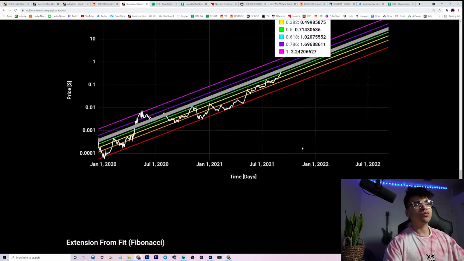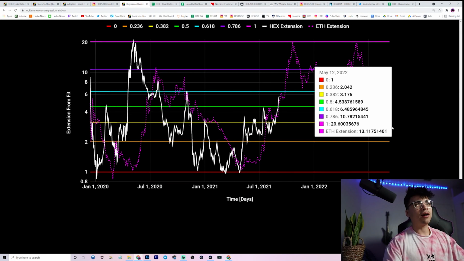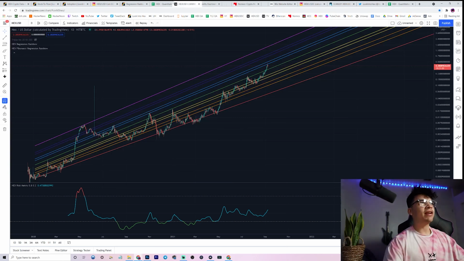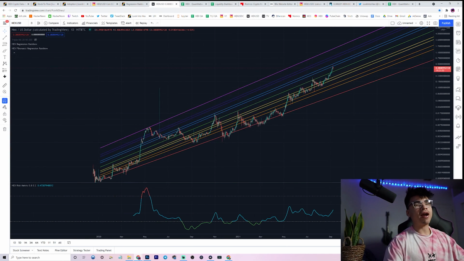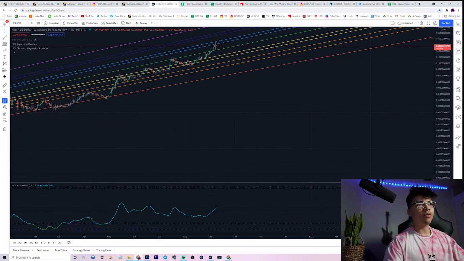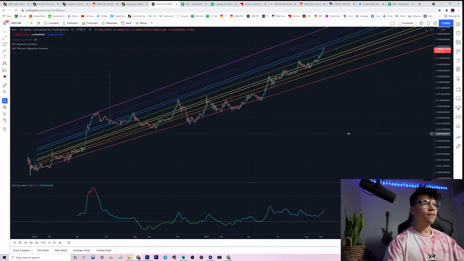If you go to the Fibonacci level, you can see that, you know what, I'm really liking the TradingView metrics. Let's pull it up on there, actually. This is a fun way of looking at our regression rainbow. Here, let's zoom out so we can get the whole chart.